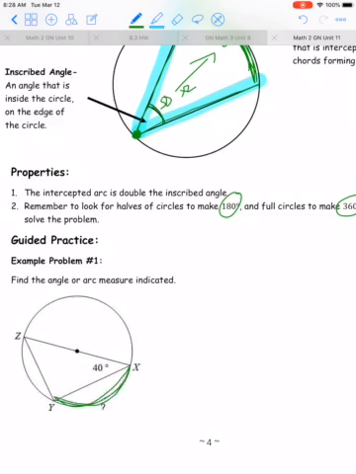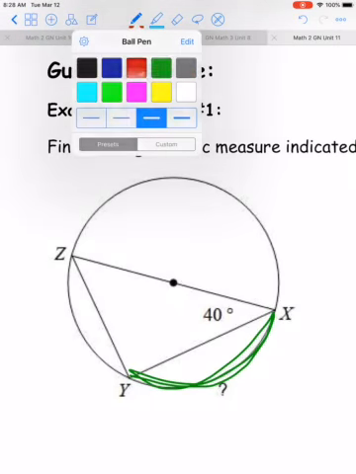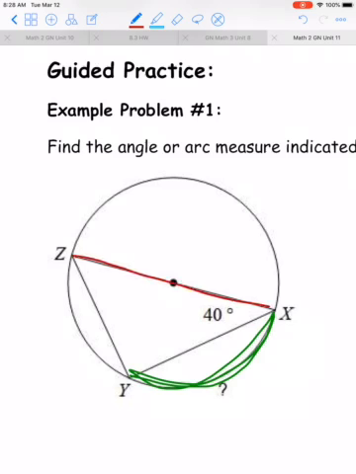So you want to take anything you do know. So like if you notice here, we have 40 degrees, but that's not describing that arc. It's describing this angle right here, which means the arc right here is double. So this is going to be 80.